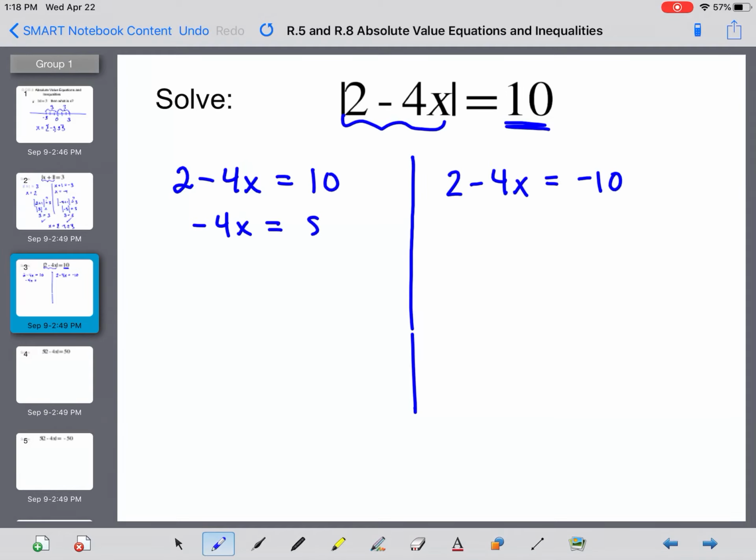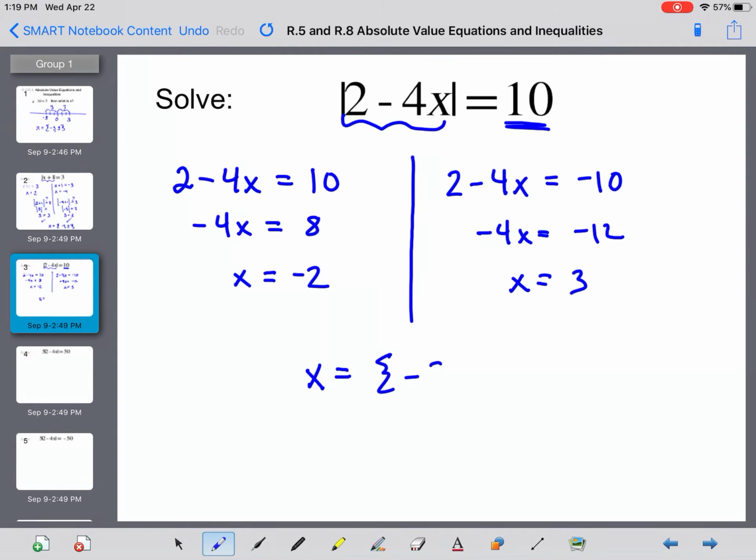So let's look at the first equation. I'd start by taking away 2 from both sides. And then I could divide both sides by negative 4. So x equals negative 2 is going to be one of our solutions. Working on the other equation, I'm still going to do the same steps. I'm going to take away 2 to start with, and then I'm going to divide by that negative 4. But since I had a negative 10 on the right-hand side, in the end, this is going to yield a positive 3. So here are my 2 solutions.